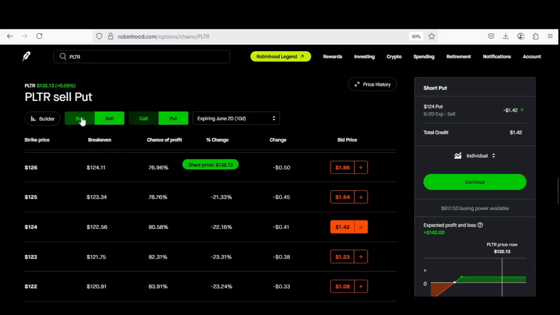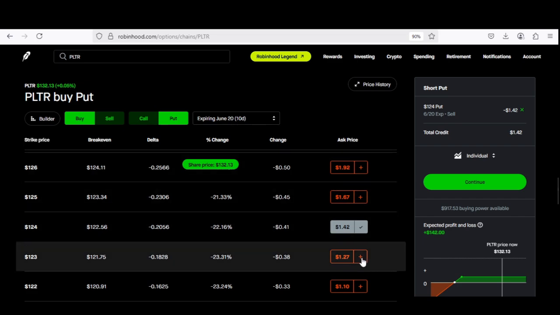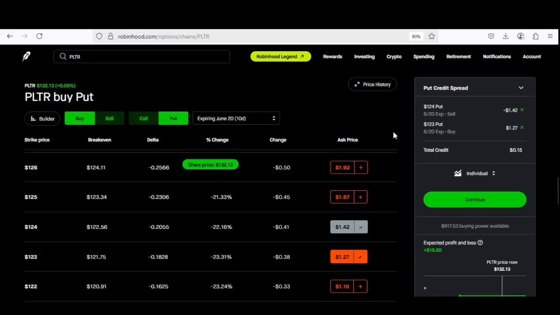Now I'm going to go to buy. I'm going to maintain my put. I'm also going to maintain my exact same expiration date. I'm going to go right here, one right below the current one, and I'm going to go ahead and click into that. This new option strategy is known as the put credit spread. Now, the put credit spread is a perfect option strategy if you're trading with a small account. This allows you to do pretty much a cash secured put using a lot less money.